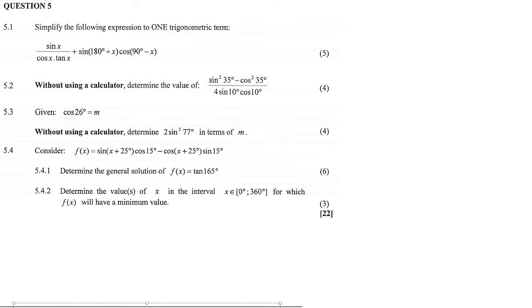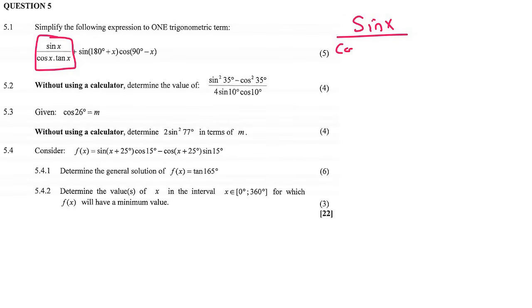Moving on to question 5. Alright, so we need to simplify this. So this over here, I'm going to do that separately. I'm going to say sin x over cos x times sin x over cos x. Yeah, what I've done is I've just changed the tan. Now this cos and this cos cancel, and then this sin and this sin cancel, and so that's just equal to 1. So that already makes things really easy.